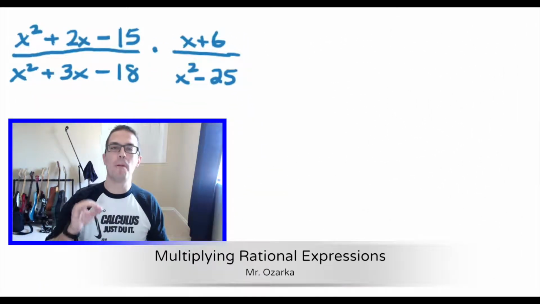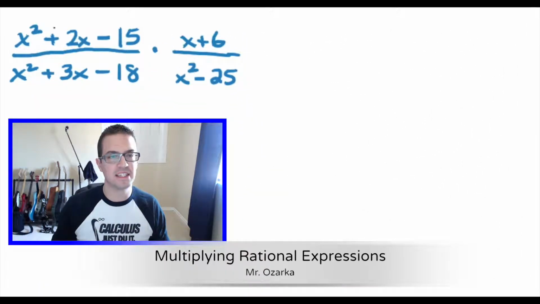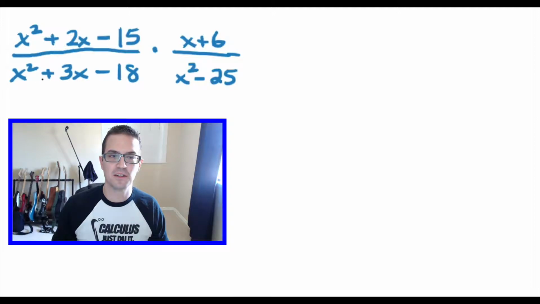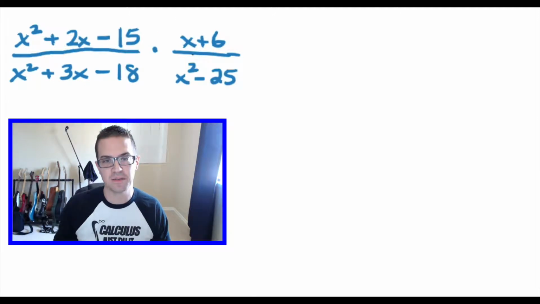Alright, so this is going to be a video about multiplying rational expressions. In this case, we have x squared plus 2x minus 15 over x squared plus 3x minus 18, times x plus 6 over x squared minus 25.